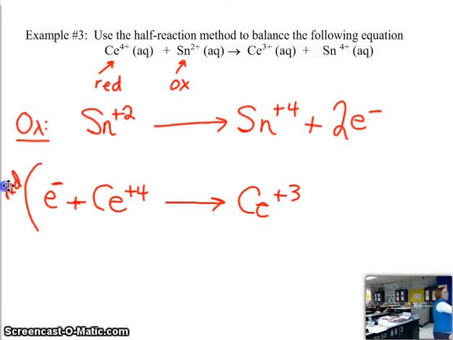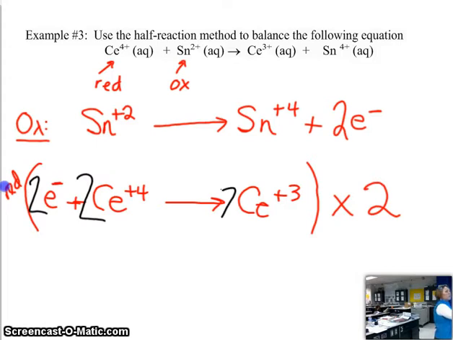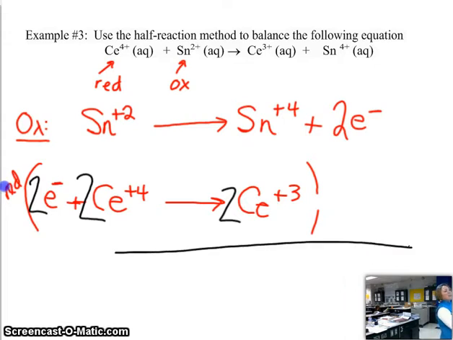So I have to multiply everybody's coefficient in this reaction by 2 to make sure that the electrons lost equal the electrons gained. So if I do that, then this turns into 2 electrons gained plus 2 Ce plus 4s go to make 2 Ce plus 3s. And then to get the overall balanced equation, I recombine those reactions. So my electrons, there's 2 electrons going out and 2 electrons going in, so they cancel out.